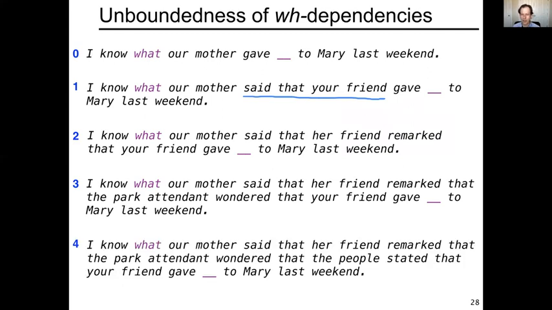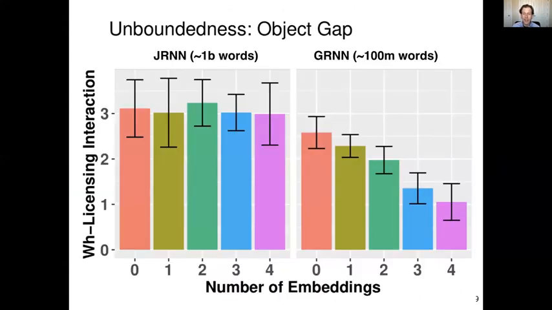The sentences can get harder to understand, but they still have a robust relationship between the filler and the gap, and they're still grammatical. I know what our mother said, that her friend remarked that the park attendant wondered whether people stated that your friend gave, skip the object, to Mary last weekend. Should be perfectly fine. So we can ask, as we increase the number of clausal embeddings, is the filler-gap relationship still robust? And it turns out that the answer is yes, although the amount of robustness, the constancy of the effect size, is different in different models.